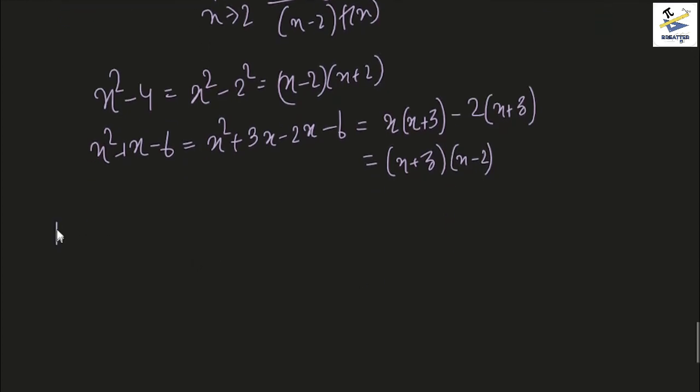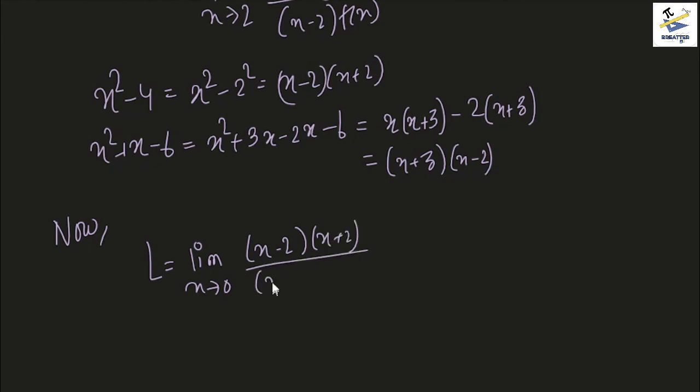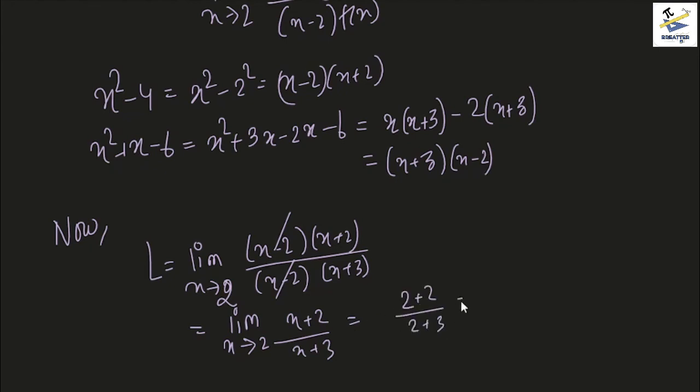Now the limit L then becomes limit x tends to 0. In the numerator we have x minus 2 into x plus 2, and in the denominator we have x minus 2 into x plus 3, right? And I think the limit was x tends to 2. So after cancelling the factors, we get limit x tends to 2 of x plus 2 by x plus 3. This would give me 2 plus 2 by 2 plus 3, and this should be 4 by 5 or 0.80. This is the answer to the question, right?